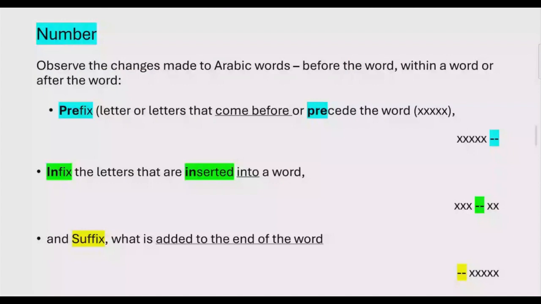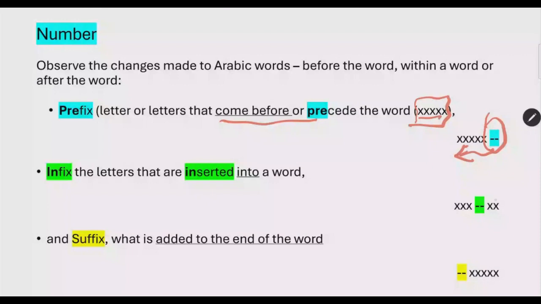Right, so in terms of how these words are formed in the dual or plural form, these are the 3 concepts we need to understand. Sometimes a word, and I've represented a word with these 5 X's, right? So any word, like book, pen, whatever you want to say, if we put a prefix, meaning a letter or letters that come before, that precede. So if it comes before the word, we call this a prefix, right? The infix are letters that are inserted into a word.